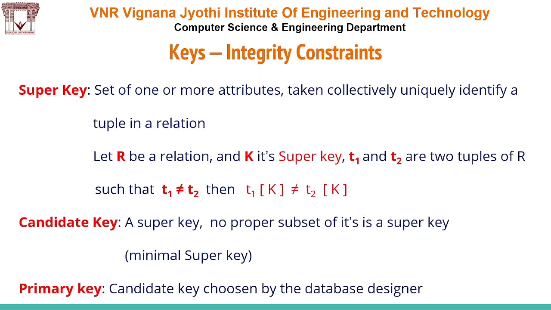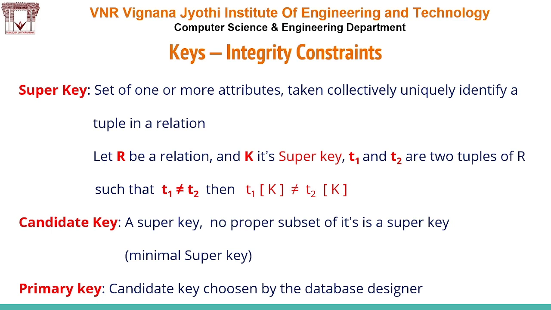Coming to the constraints, here we have three categories: the super key, the candidate key, and the primary key. To find out what a super key is: a single attribute or more than one attribute which can collectively differentiate every record in a relation is said to be a super key. That means no two tuples agree upon the same value in the respective columns which you have identified as a super key.